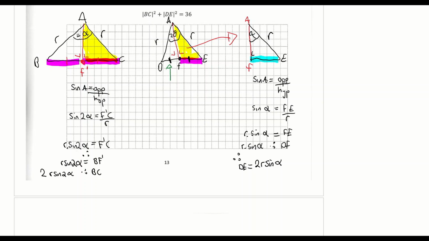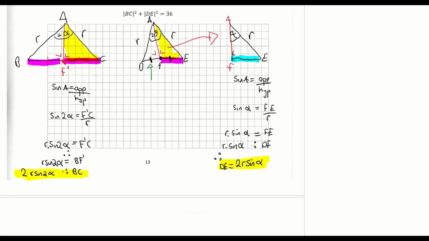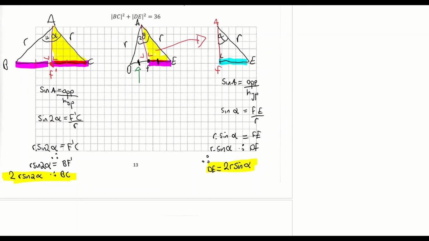Okay, so we now have BC and we have DE. All I want to do now is, as per the question, find the value of OR, and it tells us that if I square those, my answer should equal 36. So what I'm going to do is come over here to the right hand side now, and take both of those values and square them.